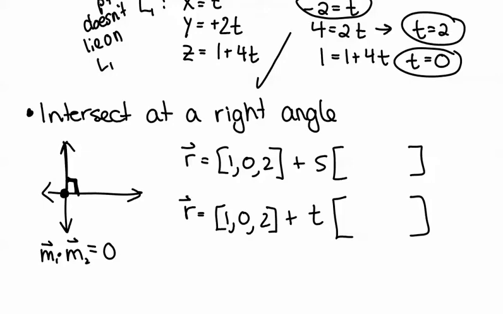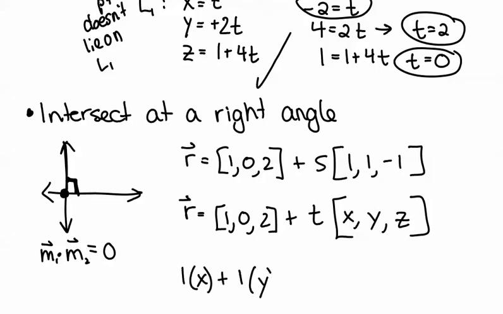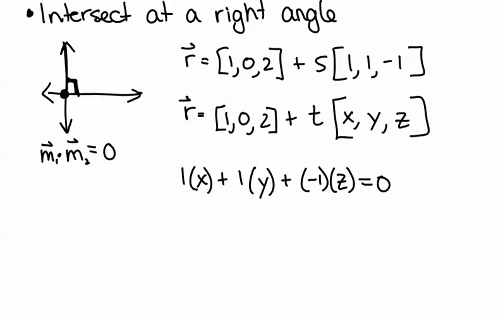So maybe I'll just make up one, like 1, 1, negative 1. So now if I'm going to do my dot product, and this one I'm not sure, I'm just going to fill it in with x, y, z. So if I do 1 times x plus 1 times y plus negative 1 times z, I want that to equal 0 so that my direction vectors are perpendicular. You can go with whatever you want. So say I just wanted to keep it easy.